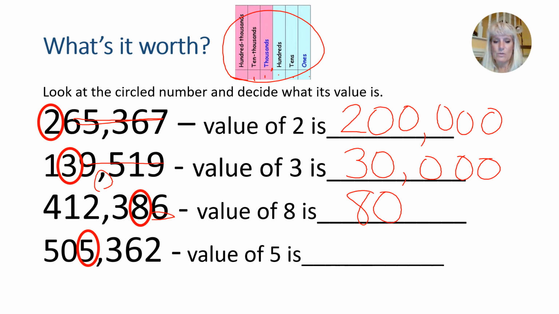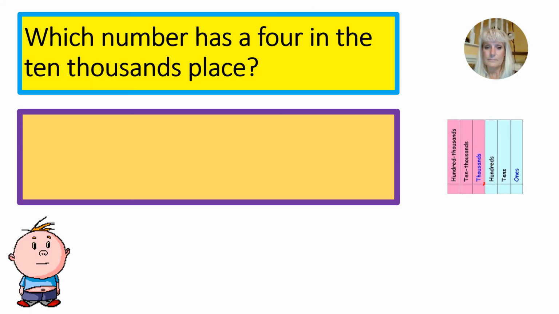All right, the value of the 5 right here. Notice that it's got a comma right beside it and then 3 spaces. So I'm going to put a comma and 3 spaces. It's because there are 5 in the thousands place. So it's worth 5,000. All right, this is a fun one right here.